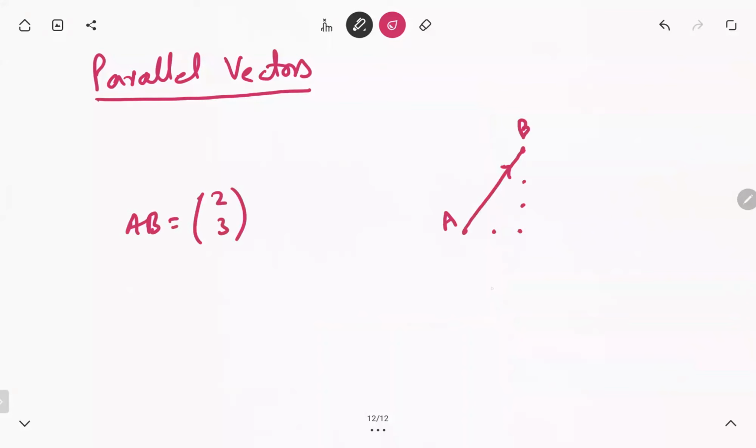Say I'm going to draw another vector here, which is starting from C. Say this is C. It is 1 unit right, 2 units right, 3 units right, 4 units right. This is 4 units right. And then further I'm writing 6 units up: 1, 2, 3, 4, 5, 6. So this is another vector CD.